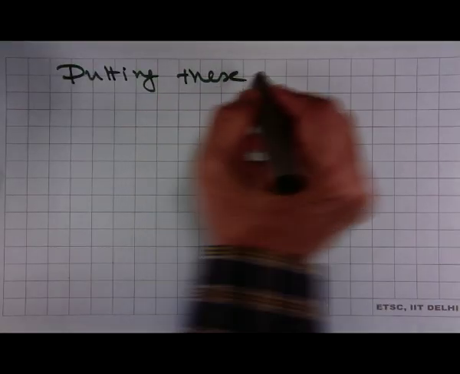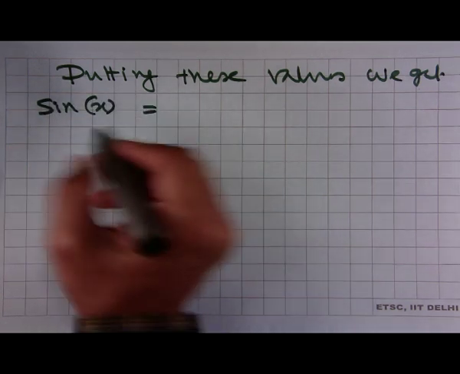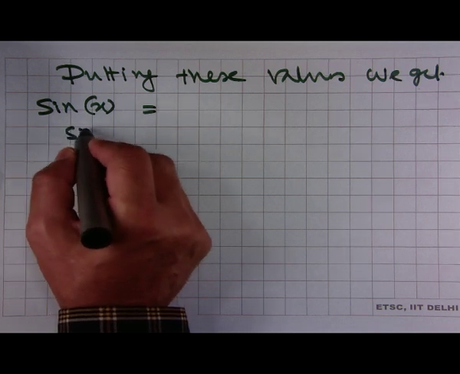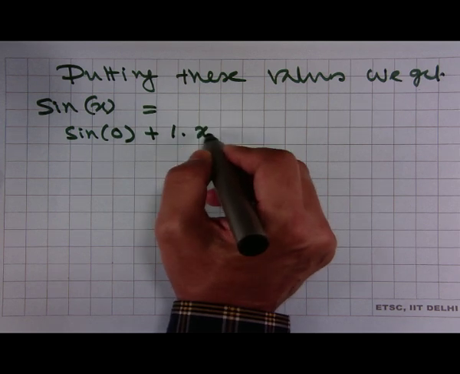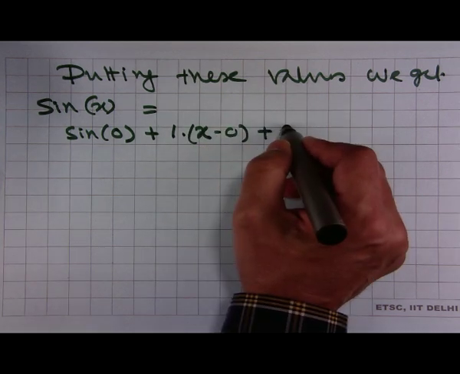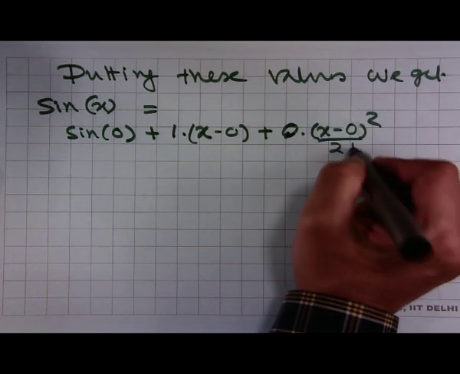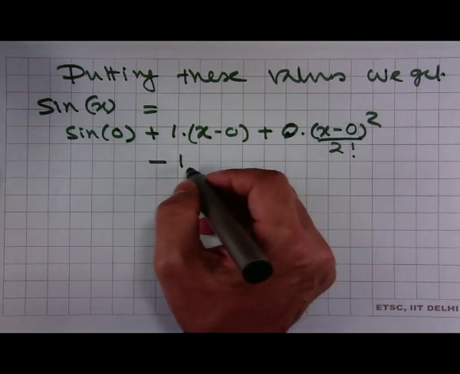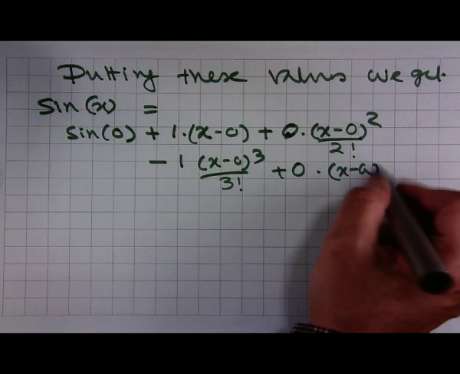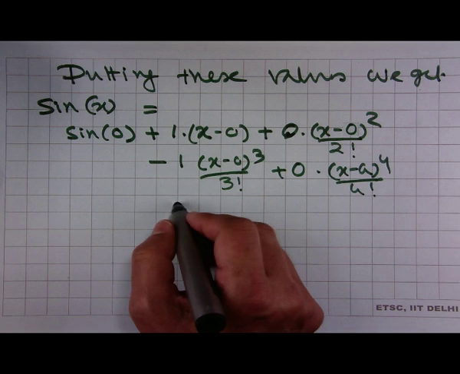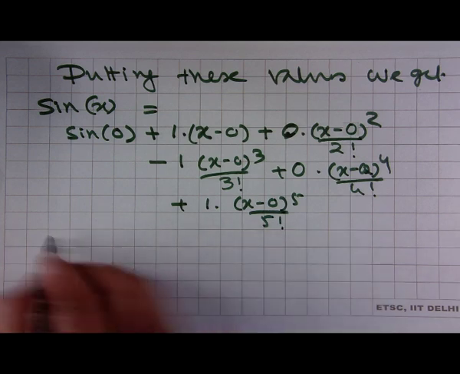Putting these values, we get sin x is equal to sin 0 plus 1 times (x minus 0) plus 0 times (x minus 0) whole square upon factorial 2 minus 1 times (x minus 0) whole cube upon factorial 3 plus 0 times (x minus 0) whole to the power 4 upon factorial 4 plus 1 times (x minus 0) whole 5 upon factorial 5, like that.